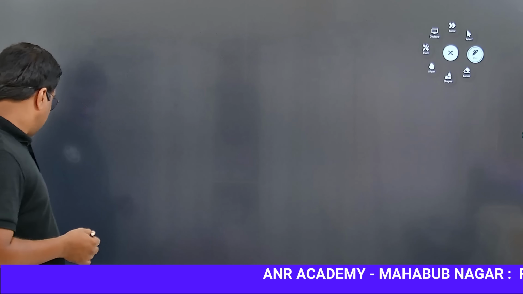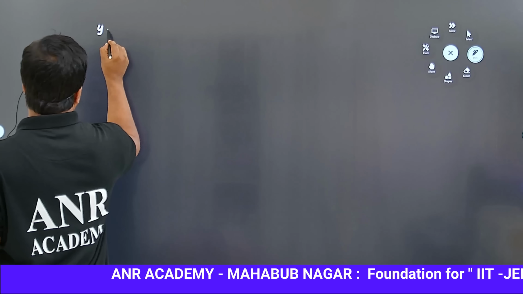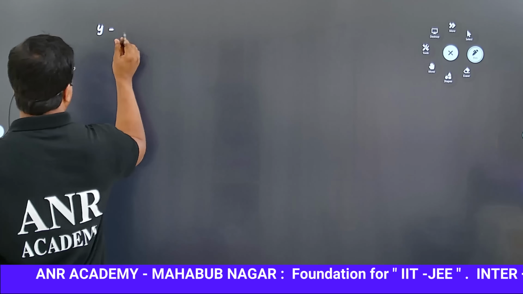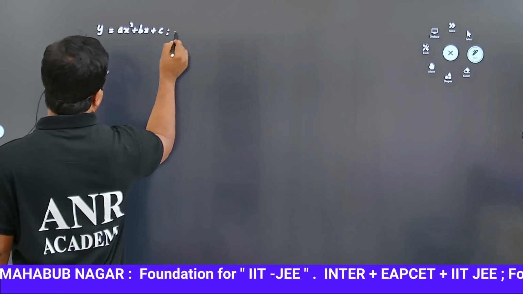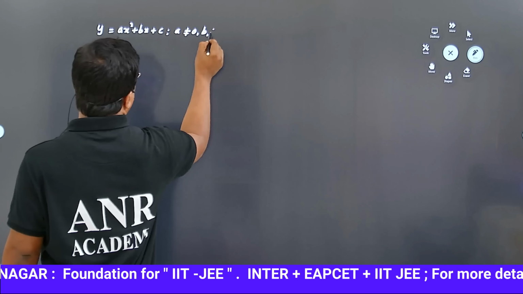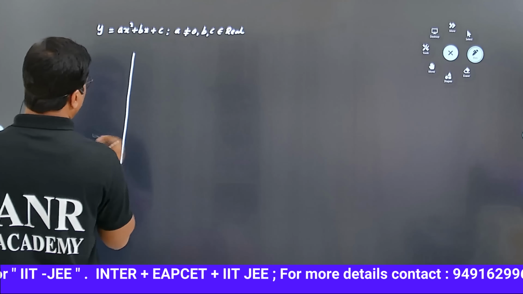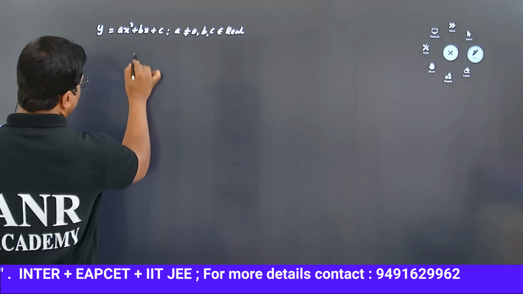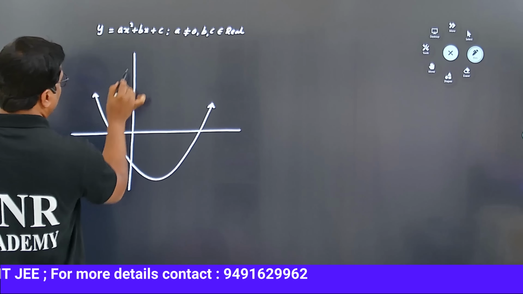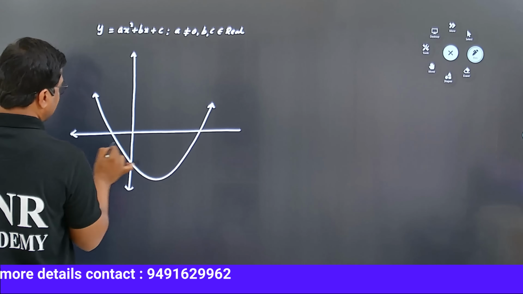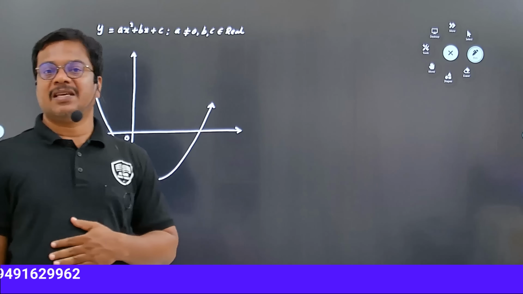Let us discuss an example. Suppose that y equal to ax square plus bx plus c, a not equal to 0, b comma c they are real, and suppose that it represents the graph of a parabolic shape, intersection is origin. What about the sign of a, b, c in this diagram?